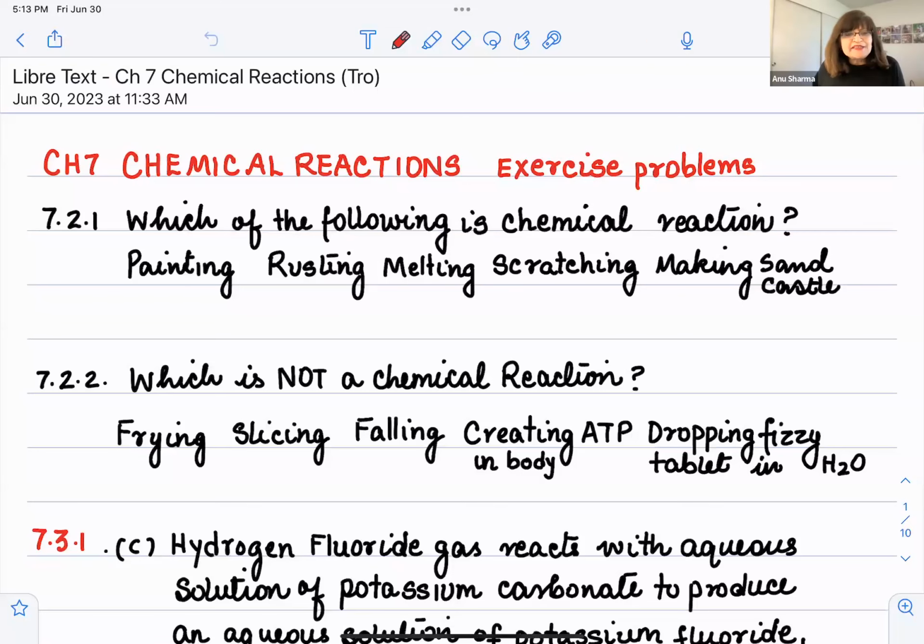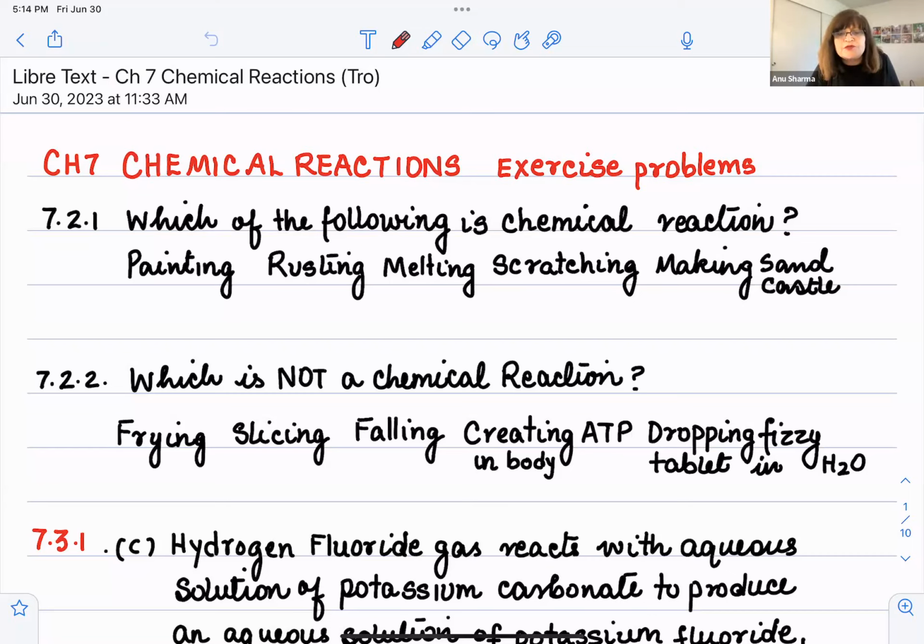Hi, guys. Okay, so let's look at the exercise problems from Chapter 7, Chemical Reactions. The book we are using is Introductory Chemistry by Nivaldo Tro, and this book is available on the LibreTexts website. So Chapter 7 from the LibreTexts website, the exercise problems are 7.21 and the problems in every section.